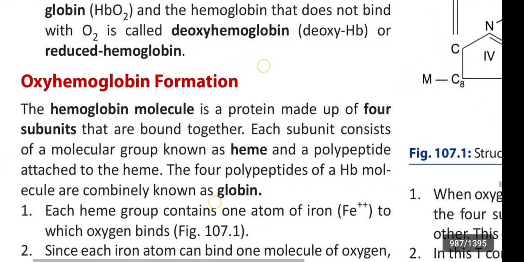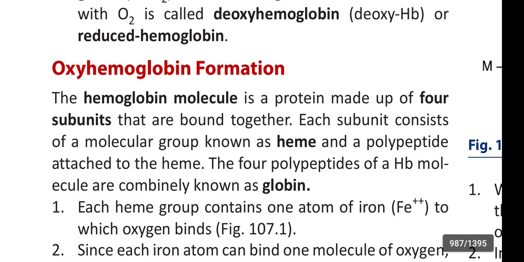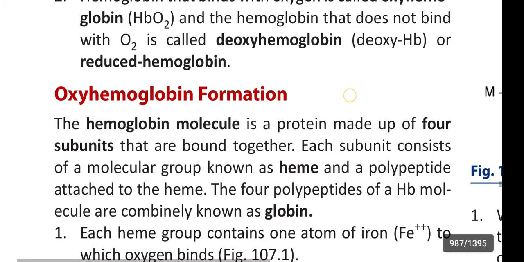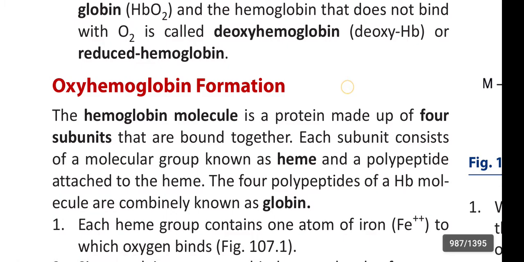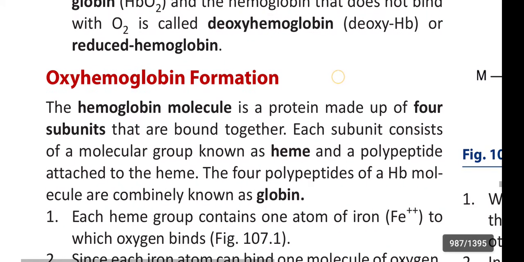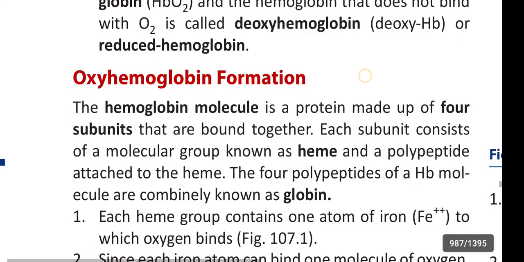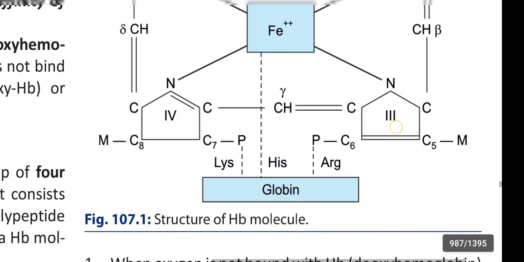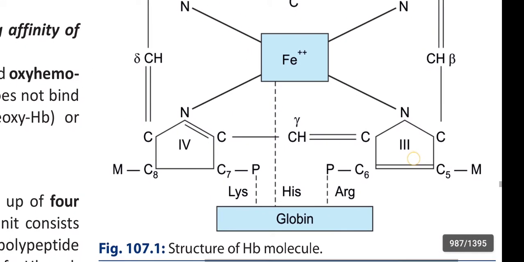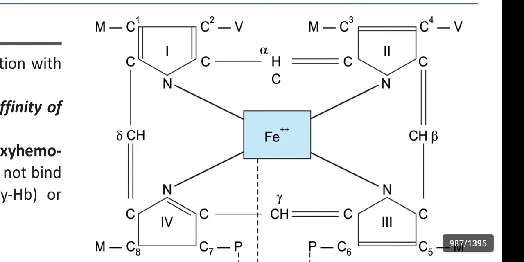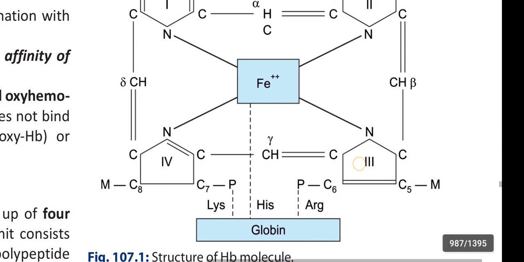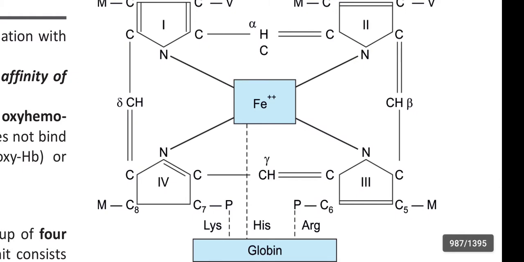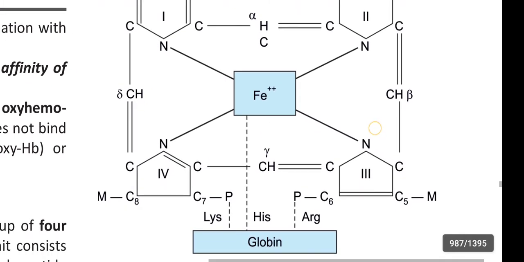Each subunit consists of a molecular group known as heme and a polypeptide attached to the heme. The 4 polypeptides of a hemoglobin molecule are combinedly known as globin.